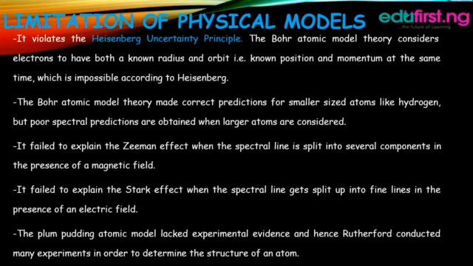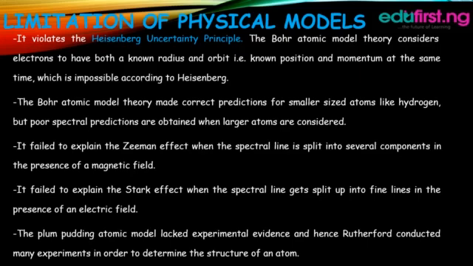The second one is that the Bohr atomic theory made correct predictions for smaller size atoms like hydrogen, but poor spectral predictions are obtained when larger atoms are considered. Bohr used a hydrogen atom to explain his model, and he got the answer correctly. But when he tried to use larger atoms like carbon and oxygen, he found it difficult to obtain an accurate result, because the elements are larger than the hydrogen atom.